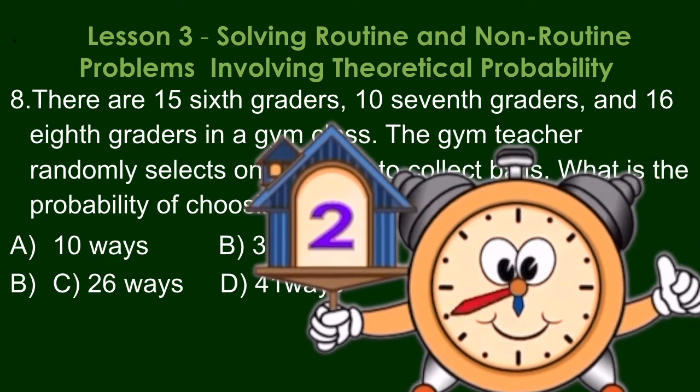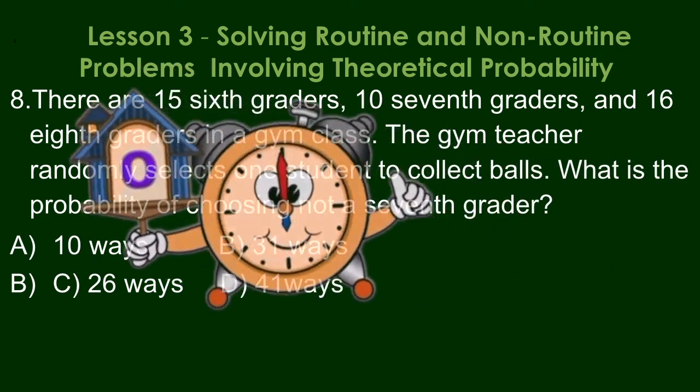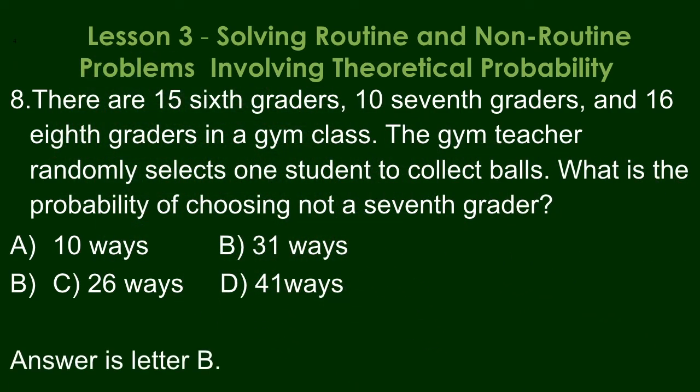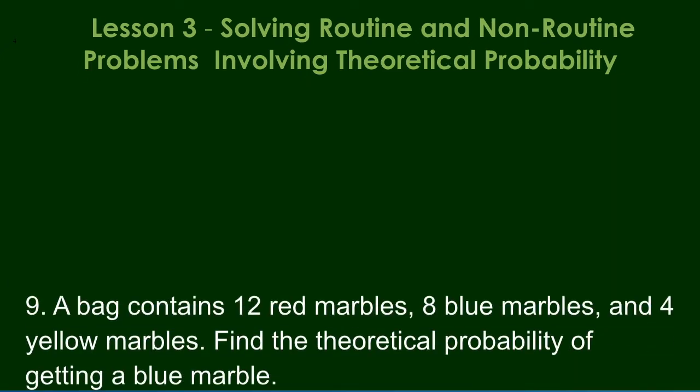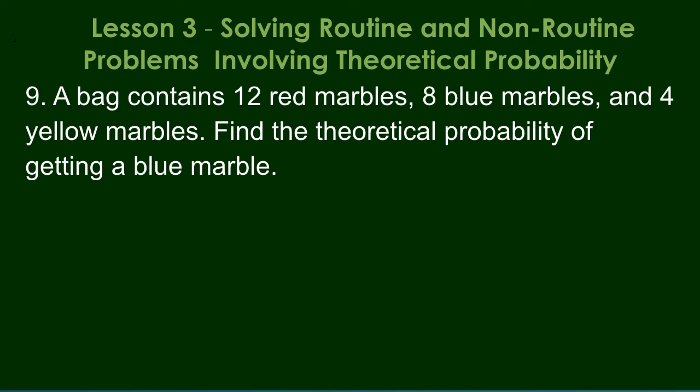Timer starts now. Time is up. The correct answer is letter B, 31 ways. Next, number 9. A bag contains 12 red marbles, 8 blue marbles, and 4 yellow marbles. Find the theoretical probability of getting a blue marble.